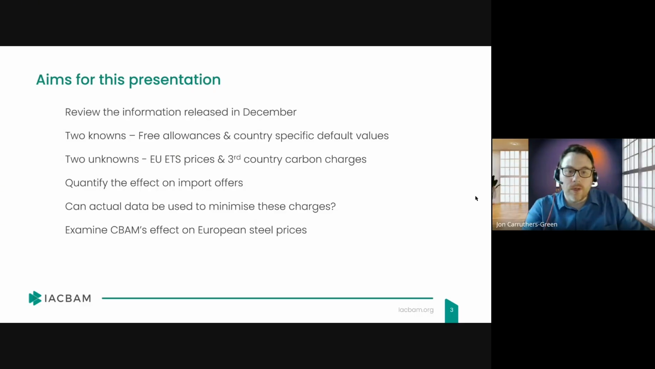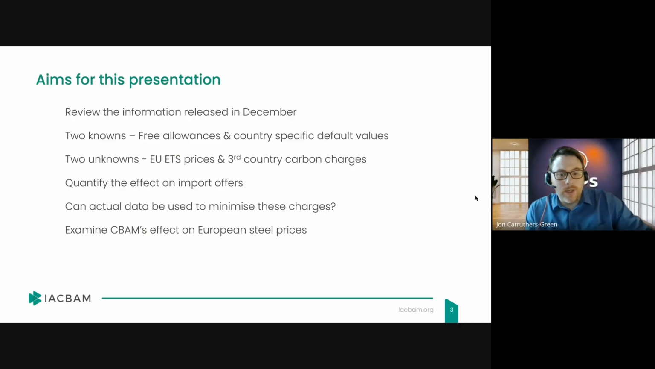And I really want to focus on two parts of it. There's the two knowns on there: the free allowances, or European benchmarks, as they're also known, and then the country-specific default values. What we also got during this December release was a little bit more information on how the EU ETS price is going to be incorporated into CBAM. So I'm just going to focus on that in a little bit more detail as well.